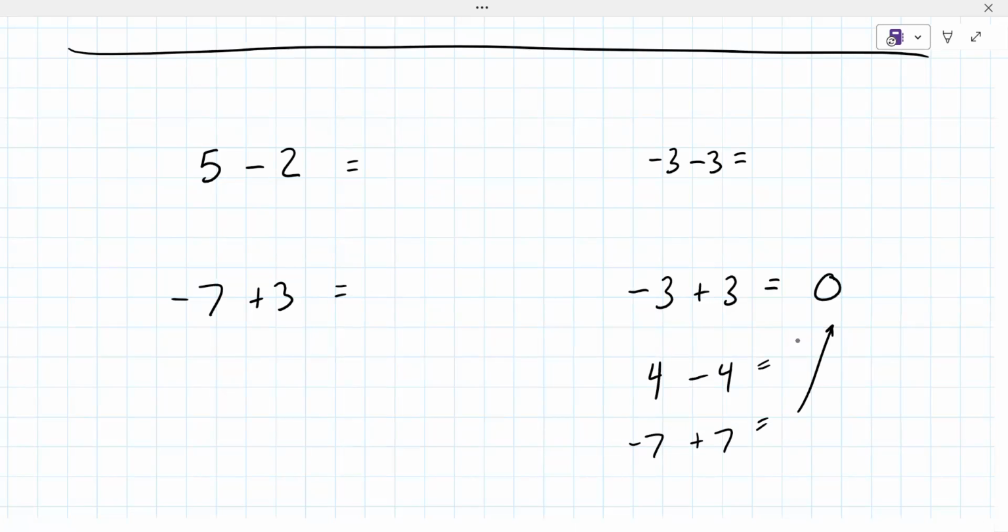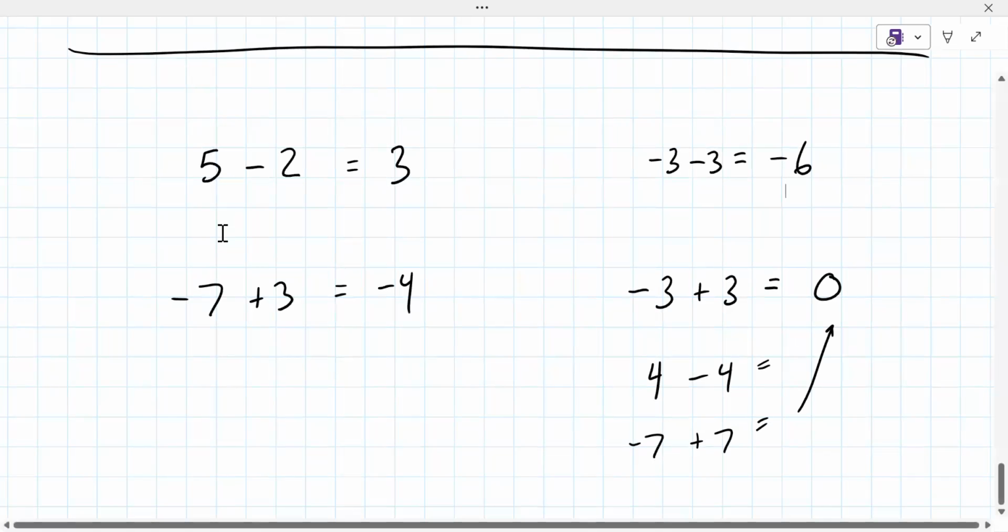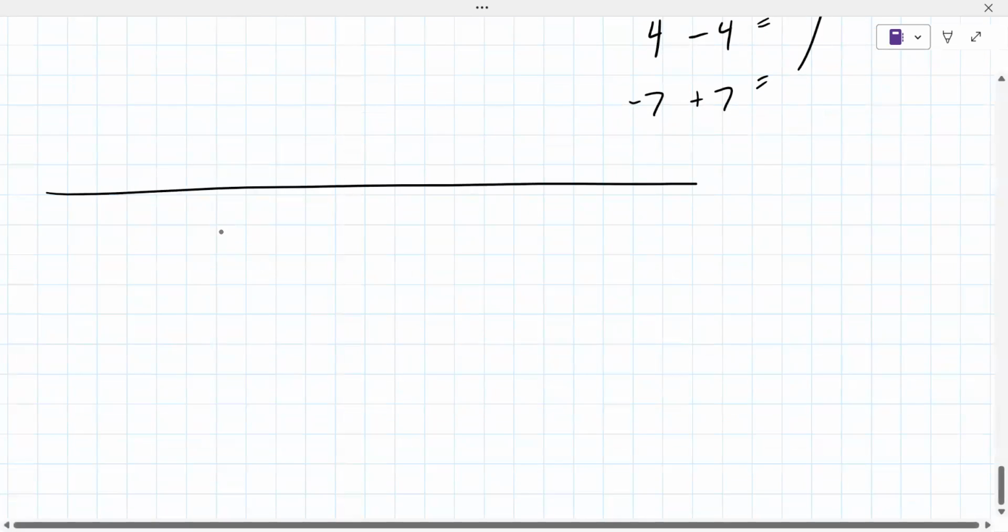For the first one, I got 3. For the second one, I got -4. For the third one, I got -6. And for the last one, I got 0. Good. Okay, so now let's go back to PEMDAS and work a few problems here.